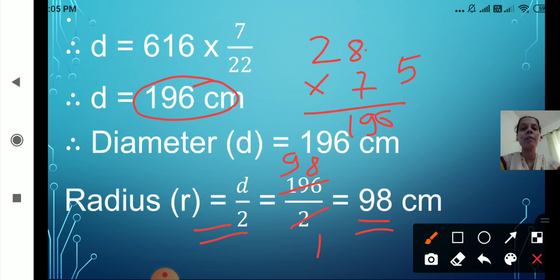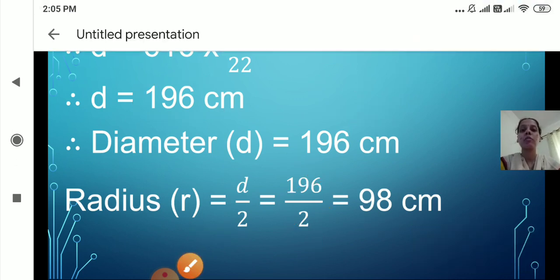Okay, so if the circumference is given, first we will find out diameter, that is we will use the formula pi d and then you will get the value of diameter. After getting diameter, you will find out radius. Radius is equal to diameter upon 2. So the radius is 98 centimeter and the diameter is 196 centimeter. Hope you are clear with this. Now we'll move to the next question.